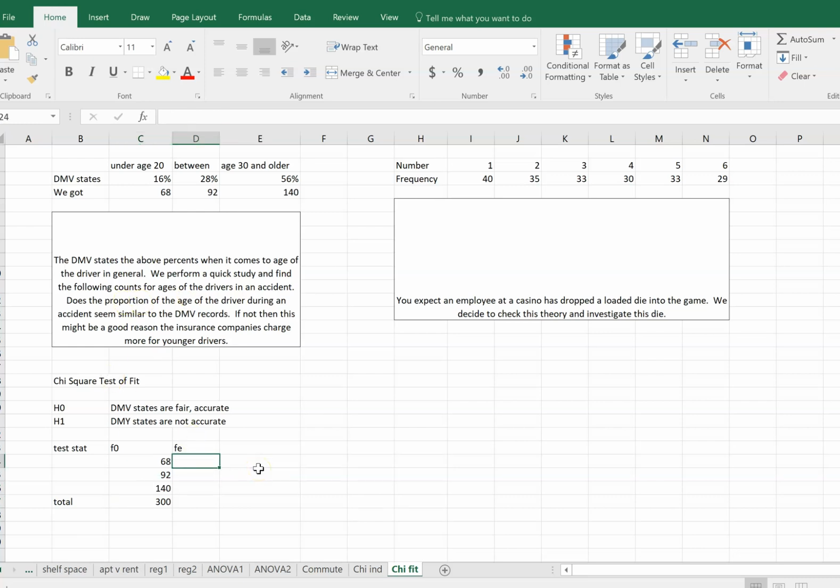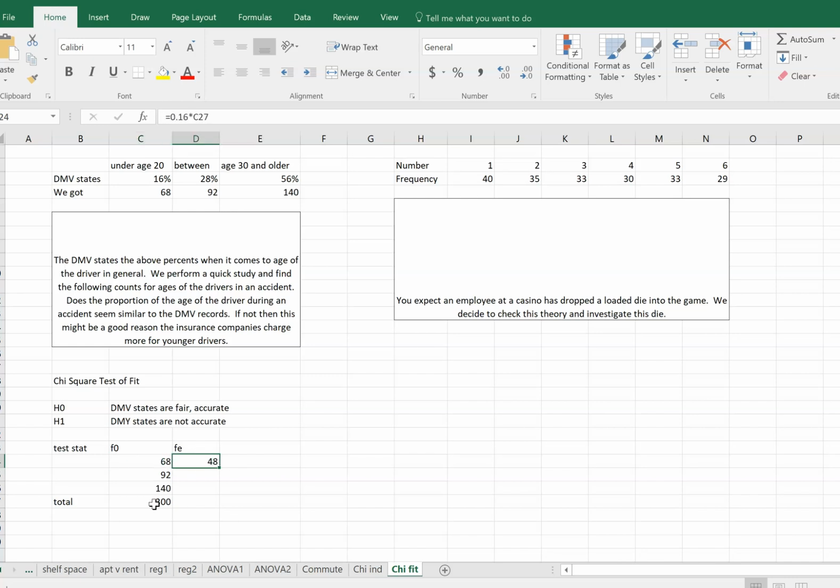Why do I need that number? Because if I believe in the DMV statement, I'm going to assume that I believed the DMV statement, then 16% of the people I studied should be under the age of 20. The math for that would be 16%, right? 16% of 300. So I would expect 48 people. We got 68, we expected 48. Is that too far apart?